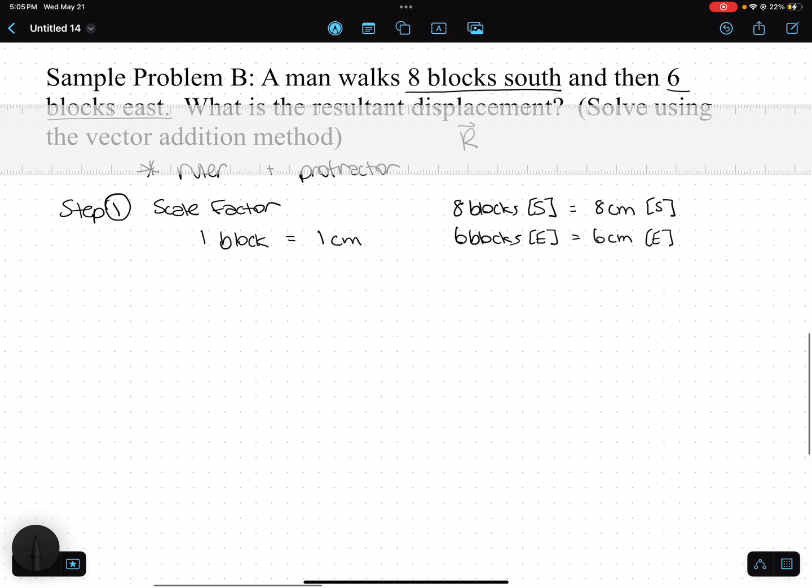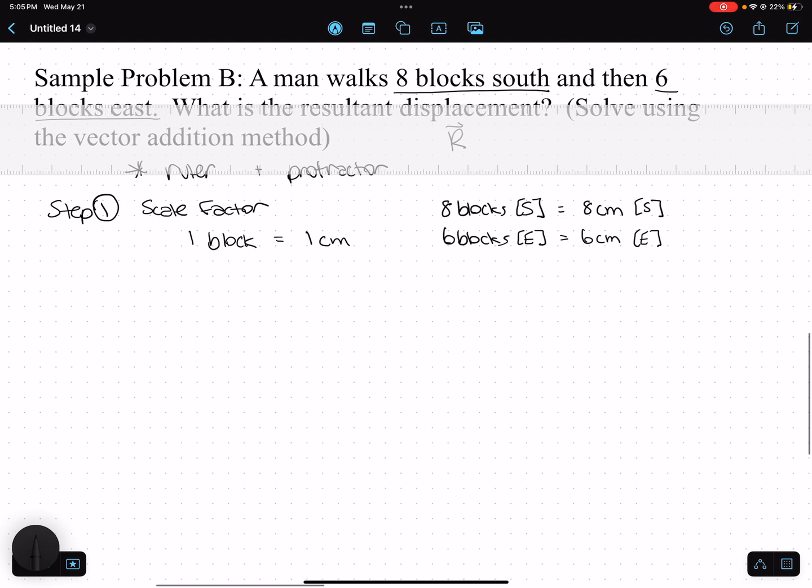Using your ruler, let's draw that very first vector. We are going to draw a vector that is 8 centimeters towards the south. So we should draw a line 8 centimeters, nice and straight. Okay, I don't like that. Mine wasn't very straight. But it should be nice and straight towards the south. We need to have an arrow to indicate direction. Okay, and this is our 8 centimeters.